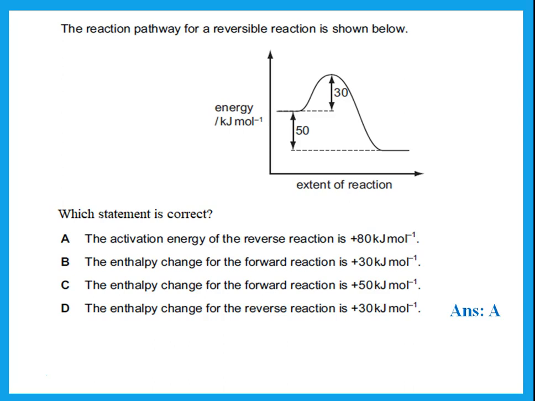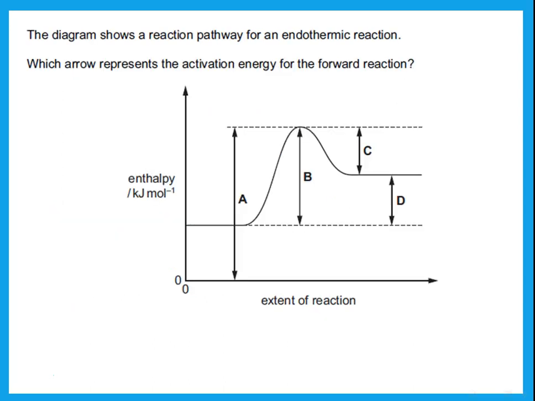Now, C says it is plus 50. No, it is not plus 50. It is minus 50 because we're going from something higher to something lower. Now, D says the enthalpy change for the reverse reaction is plus 30. No, the enthalpy change for the reverse reaction is still 50. In this case, it will be plus 50. Okay, so that is why we chose A.